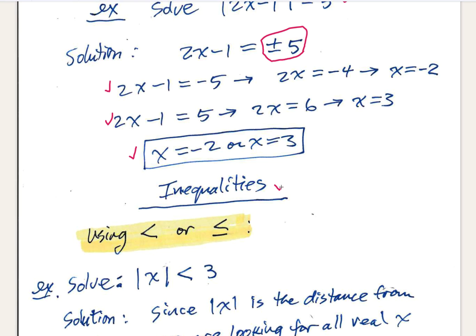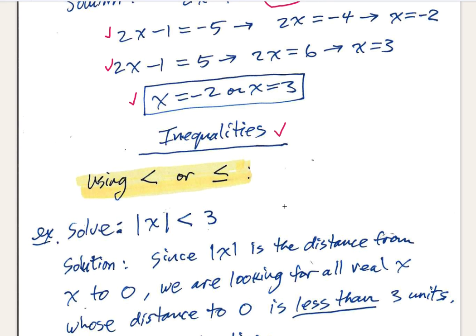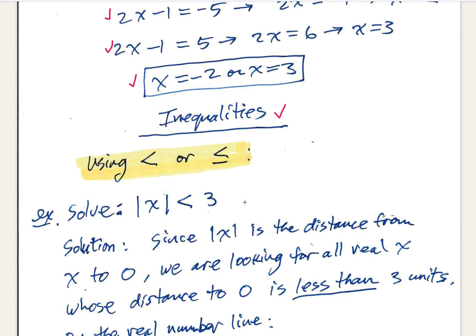Let's look at some inequalities right now. I'm going to start with the ones I think are a little easier first. I'm going to start where the absolute value is less than or equal to a certain number, a real number.